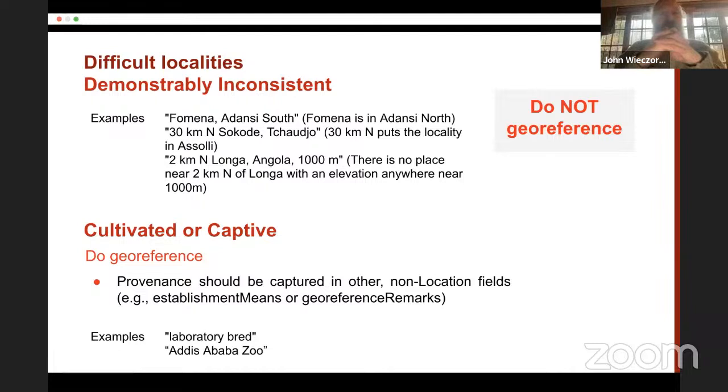Otherwise, our only option is to say Fomena and Adensi South are not consistent with each other. We can't georeference that. Again, we'd have to say so. We'd have to justify why we didn't georeference it in georeference remarks.